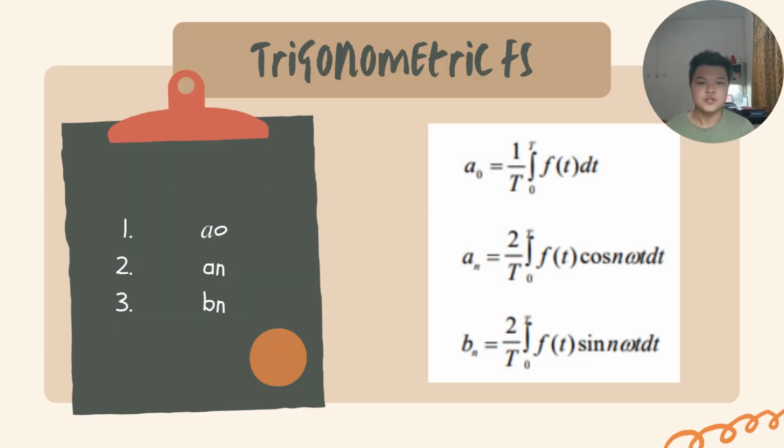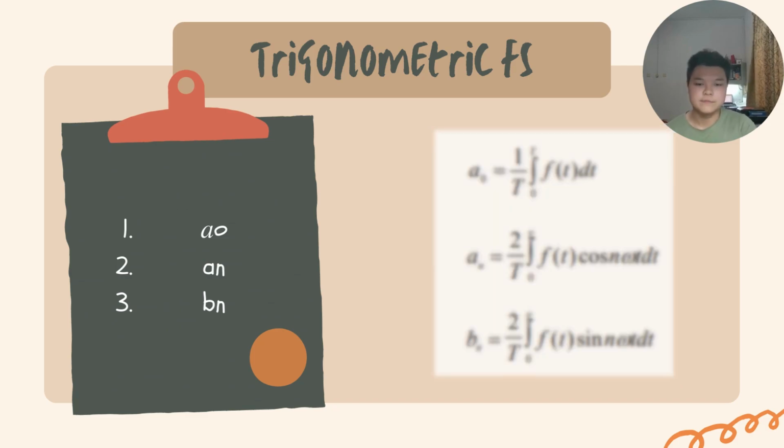Inside the question, we have three Fourier coefficients that we need to find to solve the trigonometric Fourier series. We have A0, An, and Bn. For these three Fourier coefficients, the formula will be provided.